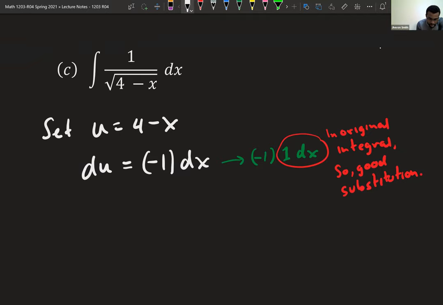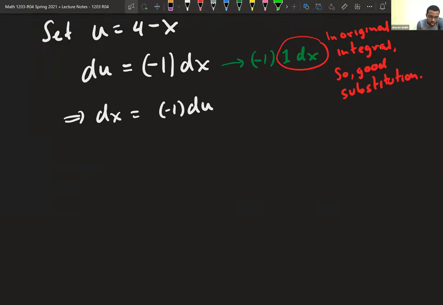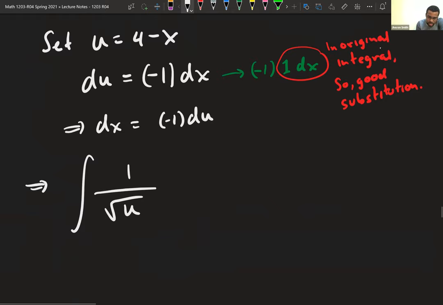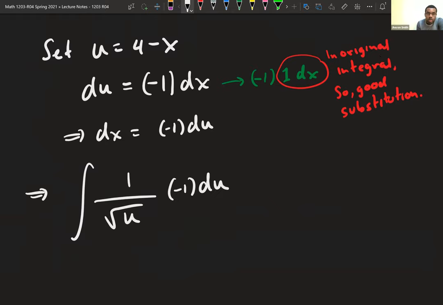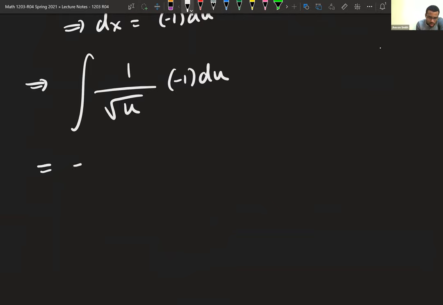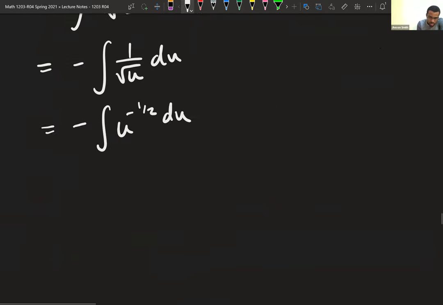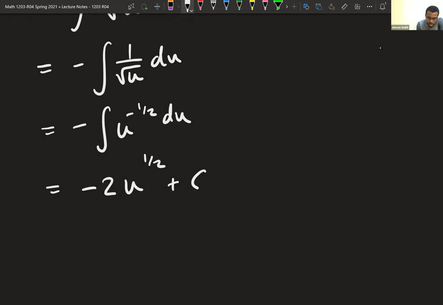So, again, I can actually solve for the dx. And this is just going to be minus 1 du. And then I'm going to plug those guys in. So I have 1 over radical u, and my dx is just minus 1 du. So this is just minus 1 over rad u du. Like I said, I can write that as u to the minus 1/2. Add 1 to the power, divide by the new power, plus c, and back substitute.